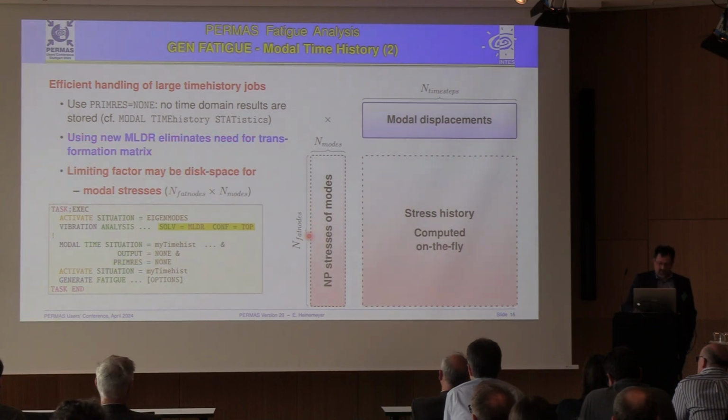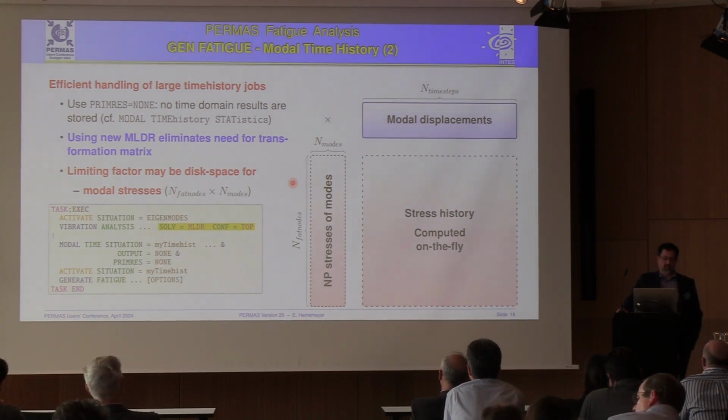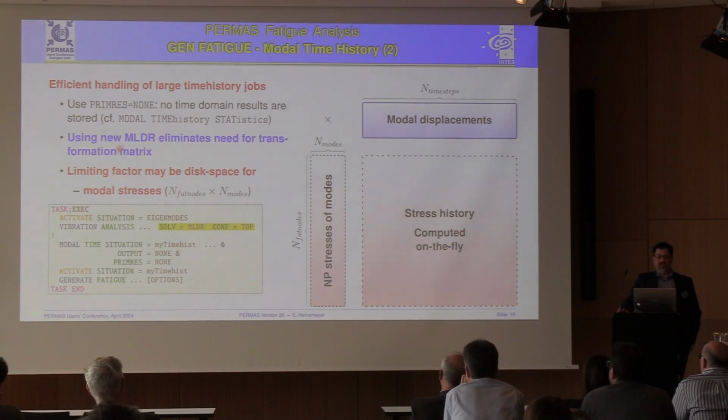So we can now use the new MLDR feature that you have seen here being talked about, I think it was this morning. And this new MLDR feature eliminates the need to store this transformation matrix. So the first enemy is already gone. So now what can we do about the rest?